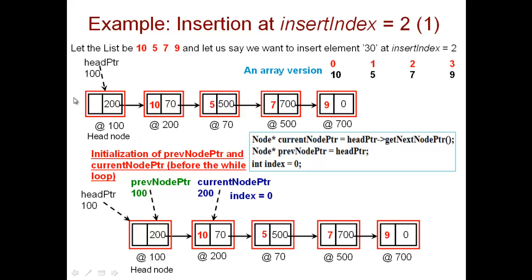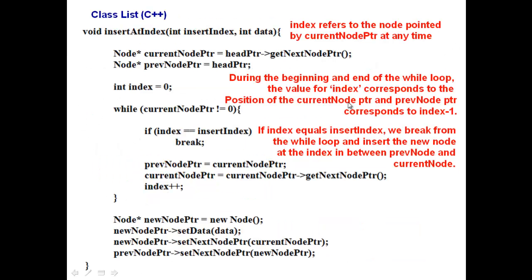So again, assume this is the current list we have, and let us go through this code right now. The first two statements are the same. The current node pointer and the previous node pointer are set up. The head pointer stores the address of the head node. So using the head pointer, you can access the head node, arrow get next node pointer.